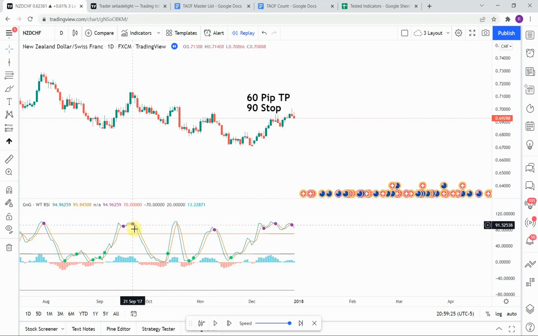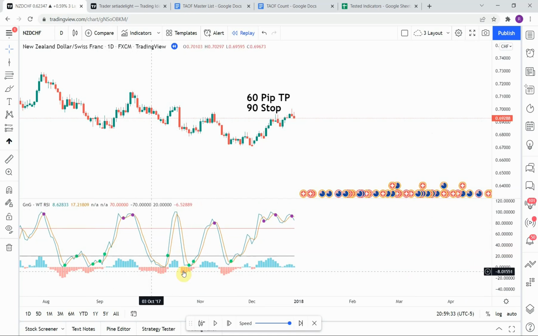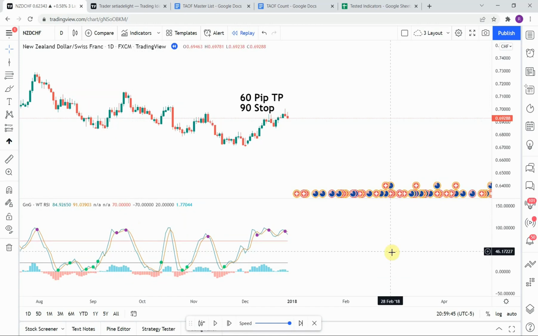Once we have a purple dot, we then wait for the wave trend to confirm, and we confirm the wave trend when it paints this pinkish salmon color right here to the downside. Once that happens, we would then enter short into a trade. So that would be a short signal.